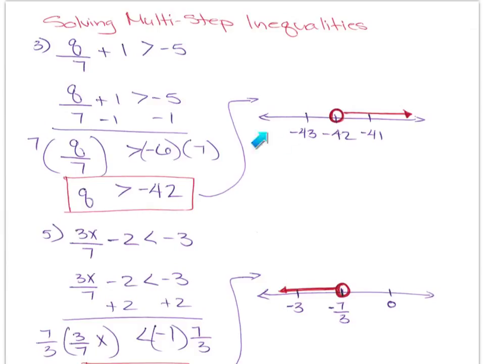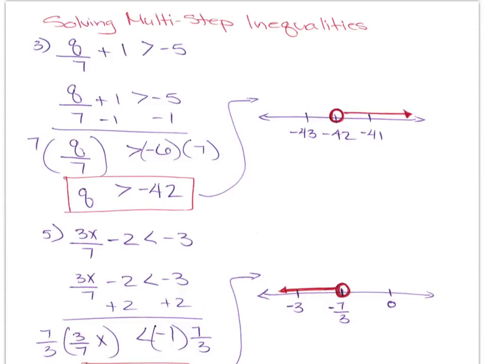To plot it, here's our graph. Because it's a greater than symbol, there's no equal. It's just greater than. We're going to use a hollowed circle. Because we're looking at greater than negative 42, we're going to draw the line or the arrowhead to the right of that hollowed out circle. So this right here is the graph of q is greater than negative 42.